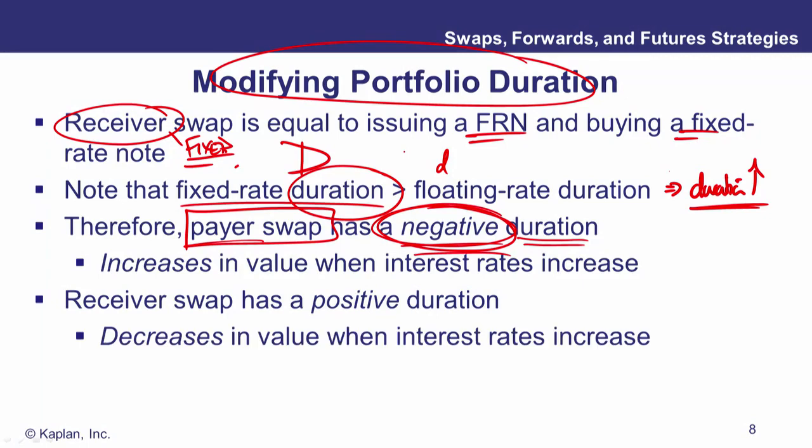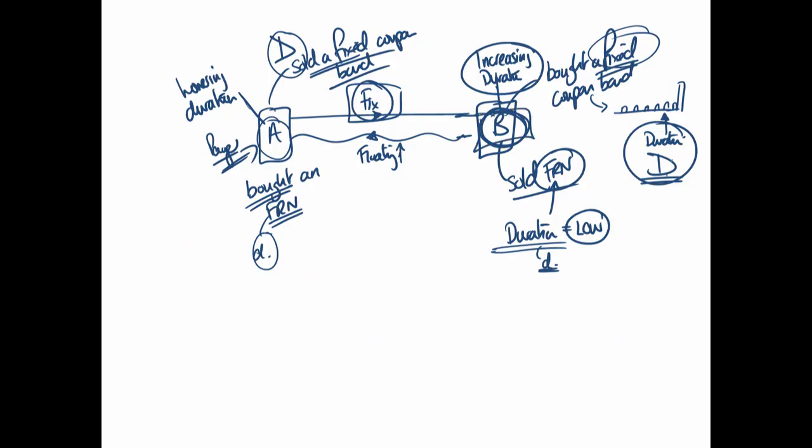Of course, the receiver has positive duration, as we've said, and that means when rates go up, they lose out, right? When B with their positive duration, because they're bringing in big D on the fixed side and only paying away small d on the floating side, with their positive duration, they lose when rates go up, which makes sense, doesn't it? Because they have to pay more when rates go up, and their fixed side is not so valuable.